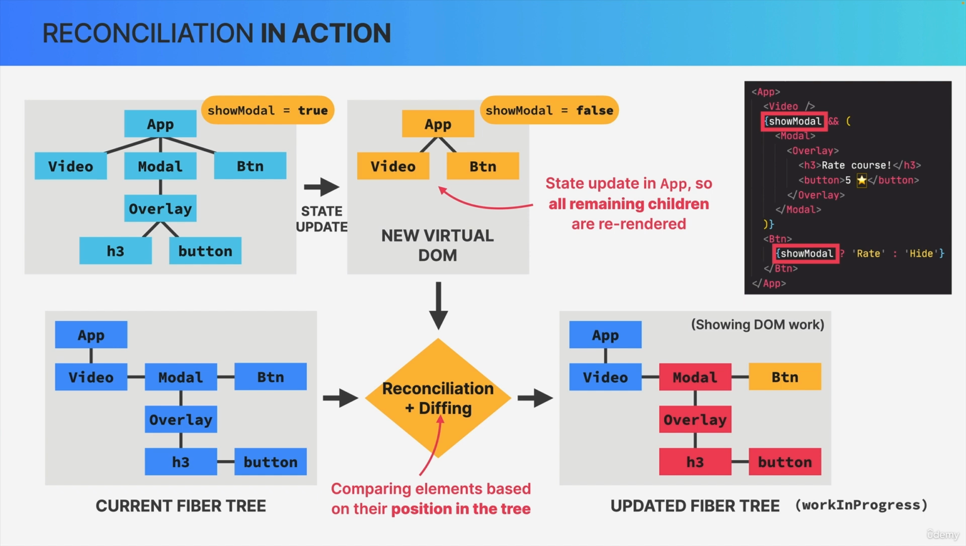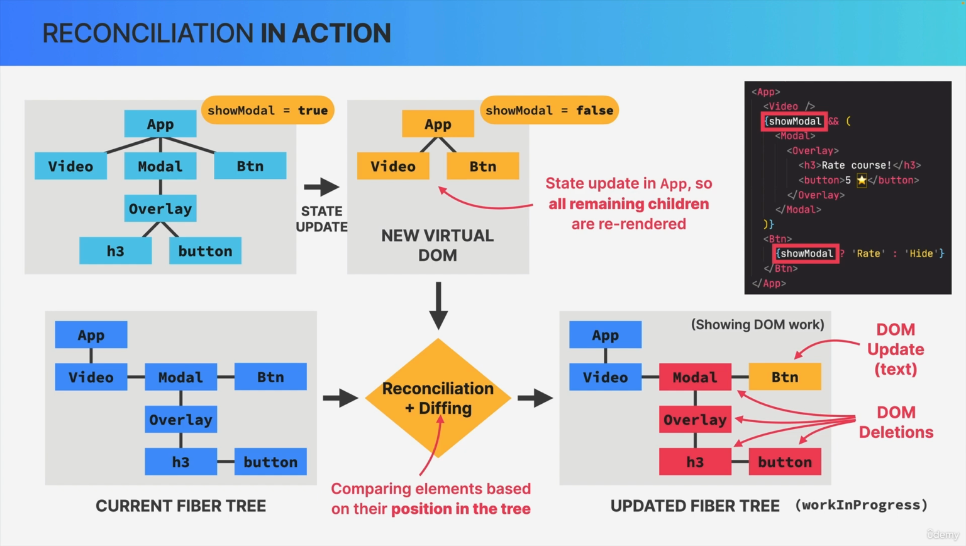But anyway, let's quickly analyze our updated fiber tree, where I marked new work that is related to DOM mutations. So first, the btn component has some new text, and so the work that will need to be done in this fiber is a DOM update. So in this case, swapping text from hide to rate. Then we have the modal, overlay, H3, and button. So these were in the current fiber tree, but are no longer in the virtual DOM, and therefore they are marked as DOM deletions.